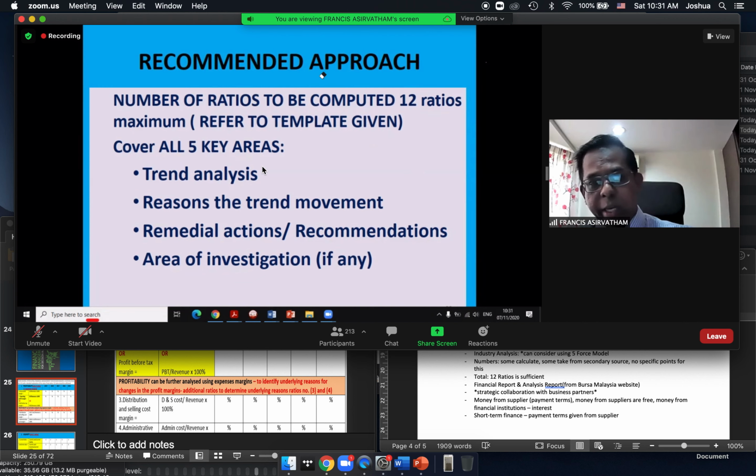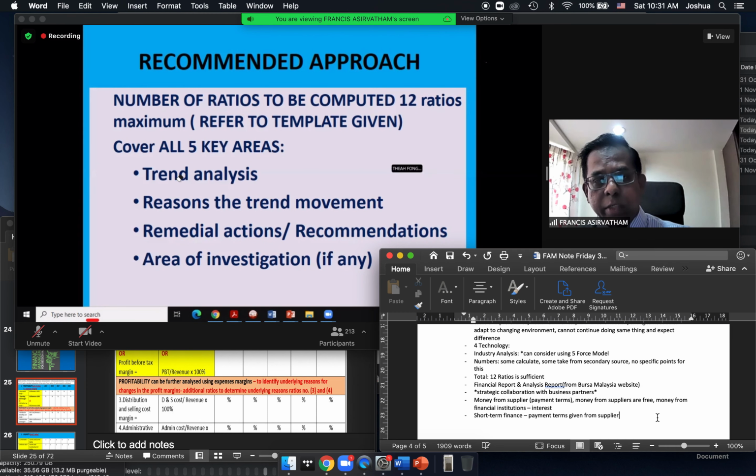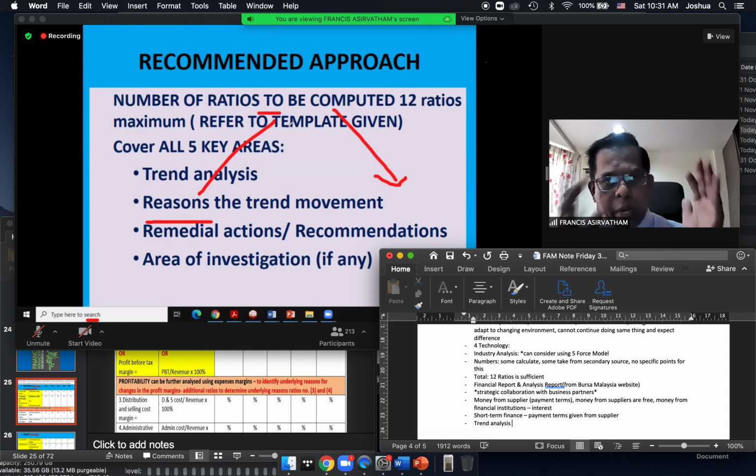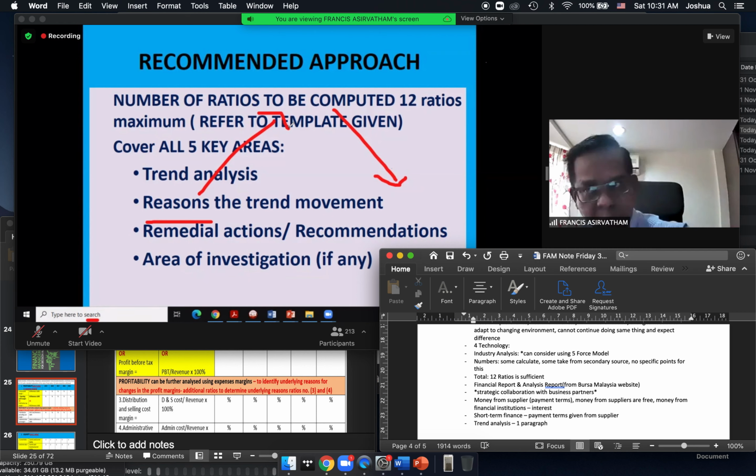Second, you write down the reasons for the movement. Why is it moving up or down? Going up, going down, why? Where do you see this? MDA report. Mostly MDA report. Analyst report, can.